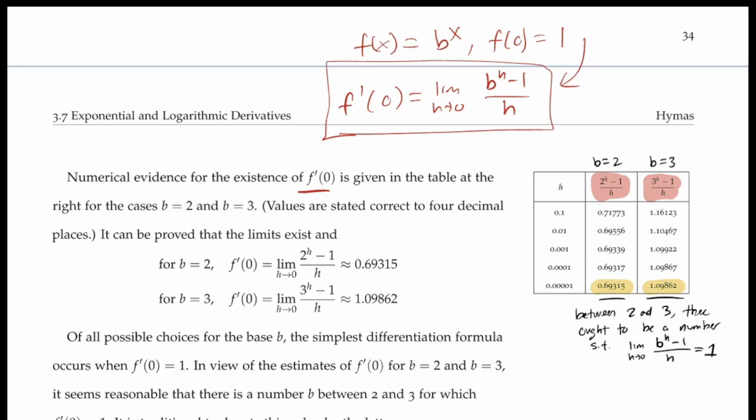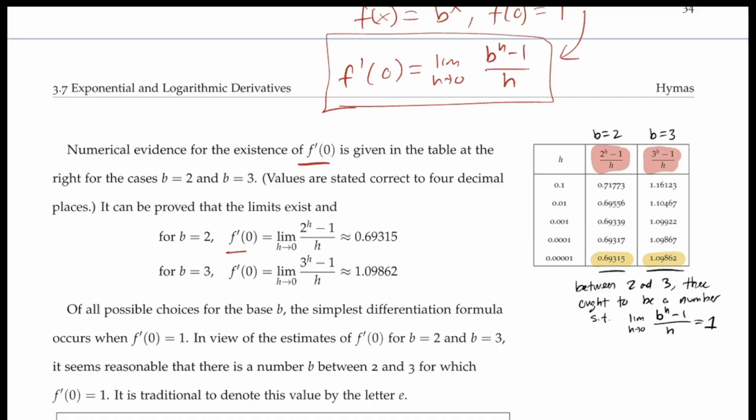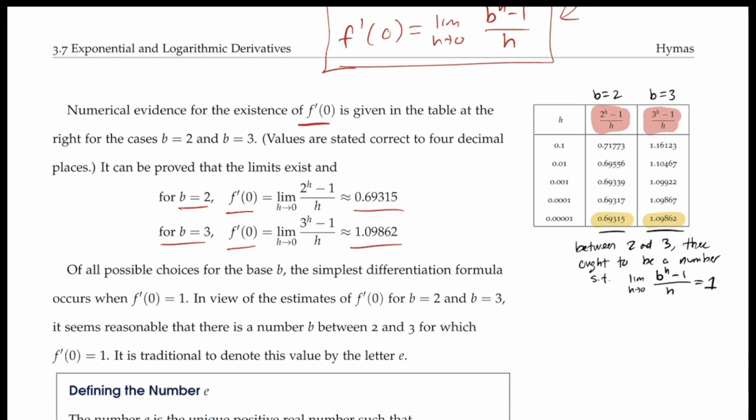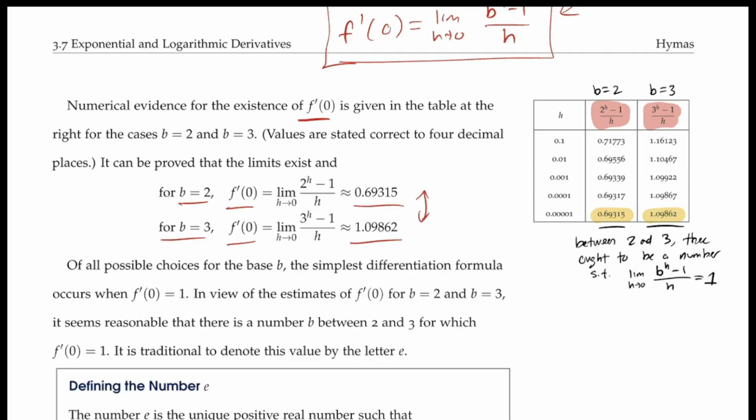And so we know that f prime of 0 for b equals 2 is going to approach 0.69315. And for b equals 3, f prime of 0 is going to approach 1.09862. And again, in between these two numbers is 1.